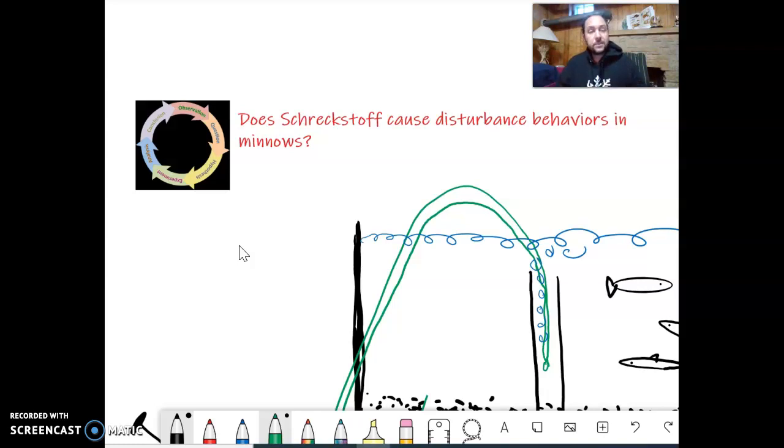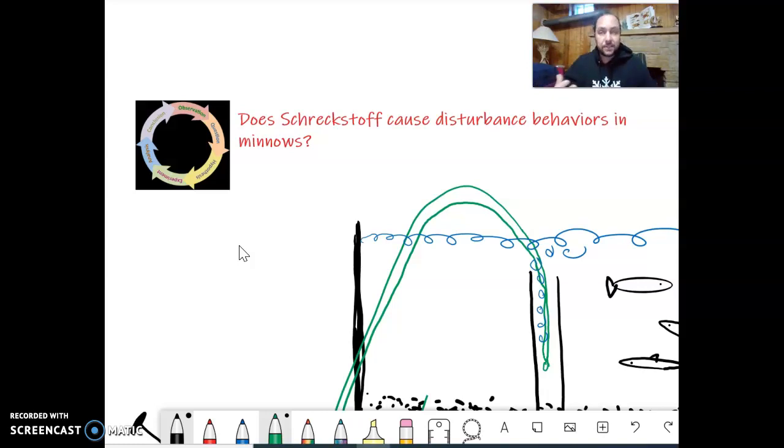So scientists propose that perhaps this chemical is there not to help an individual, the fish, but rather to help the whole group. And that's why they have it. So we're going to test that idea. To test that idea, we need to test minnows to see if they get disturbed by Schreckstoff, right? But to set up that experiment is not easy.